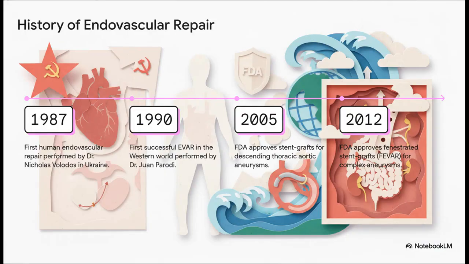And this technology didn't just pop up out of nowhere. The whole journey actually started back in 1987 in Ukraine with Dr. Volodos, but it was Dr. Parodi's procedure in Argentina in 1990 that really brought it onto the world stage. From there, you see these key FDA approvals. In 2005 for the thoracic grafts, or TEVAR, and then this was a huge one in 2012 for fenestrated grafts, FEVAR. Those fenestrated grafts were a game changer because they let us start treating really complex aneurysms that involved the renal and visceral arteries, stuff we couldn't touch with the earlier devices.